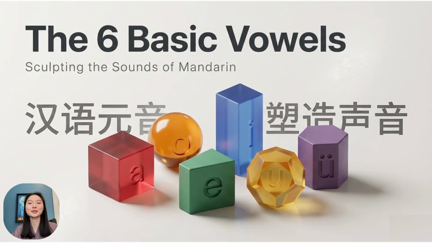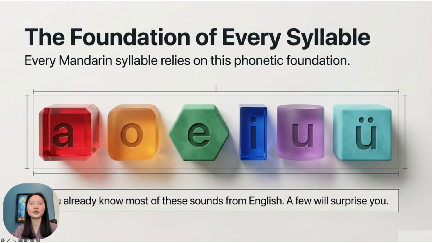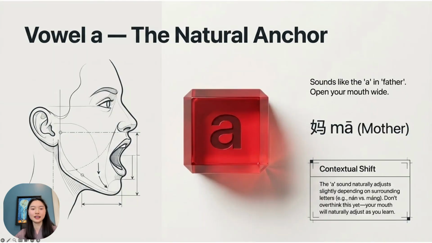In the last episode, we covered the 4 tones of Mandarin. Today, we are looking at the 6 basic vowels, the building blocks of every syllable in Chinese. These are a, o, e, i, u, ü. You already know most of the sounds from English, but a few of them will surprise you. Let's go through each one.